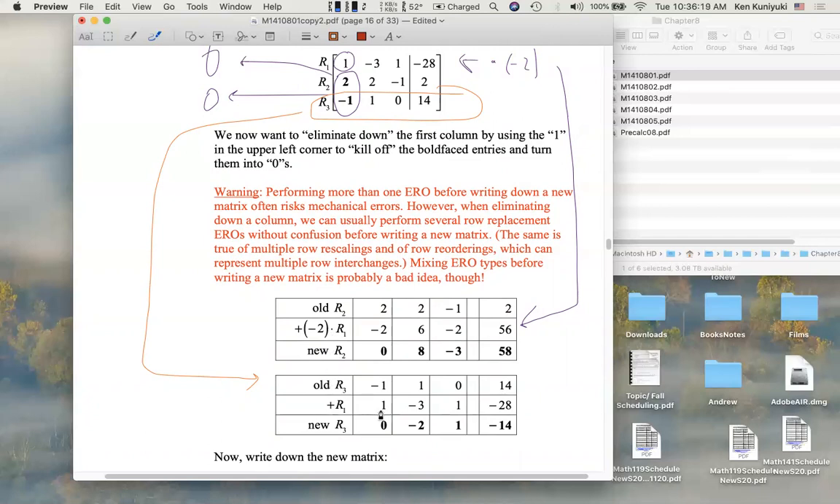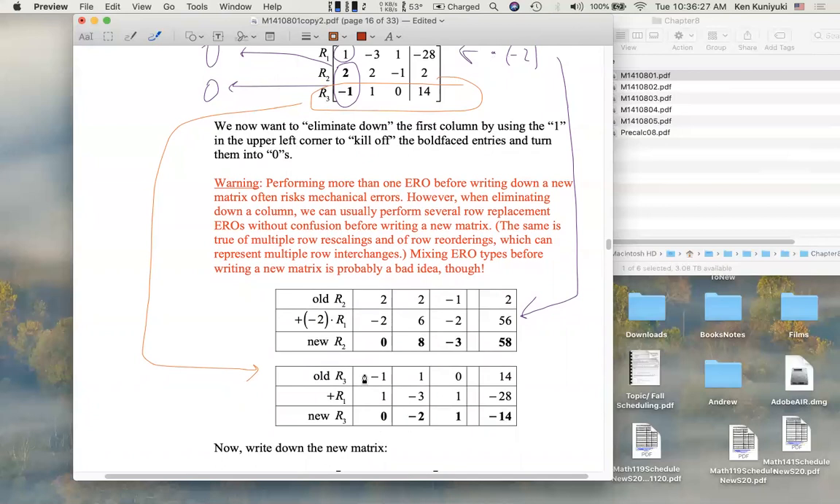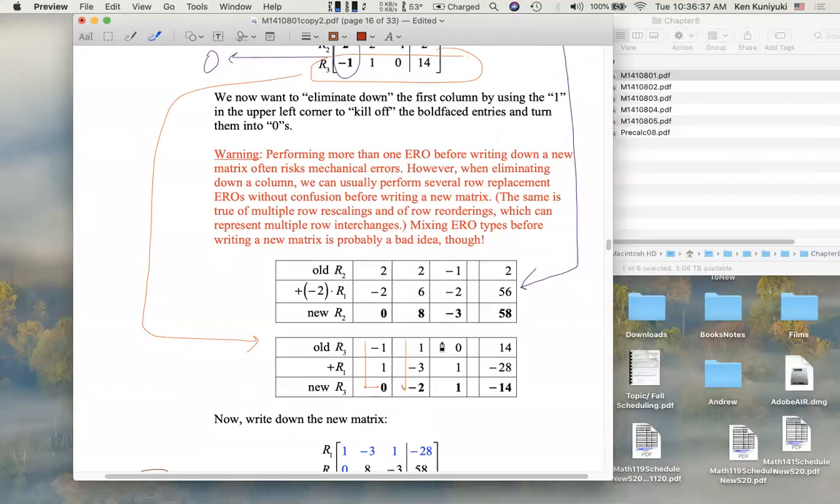We're not doing anything in row 1. We're just taking it straight up: 1, negative 3, 1, negative 28. We're taking 1 times row 1. Add, and we get 0. 1 and negative 3 is negative 2. Think Vegas. If you win 1 and lose 3, you've lost 2. That's kind of cheap in Vegas. But 0 and 1 is 1. 14 and negative 28 is negative 14. And we have the new row 3.